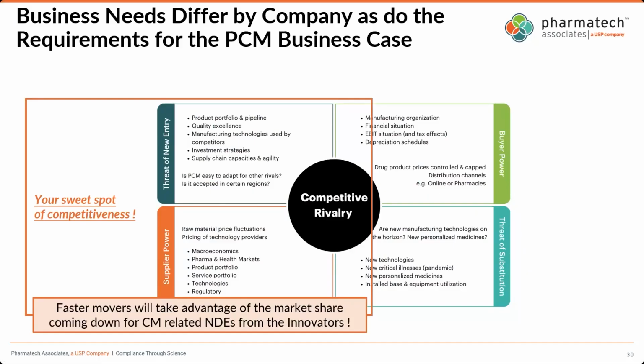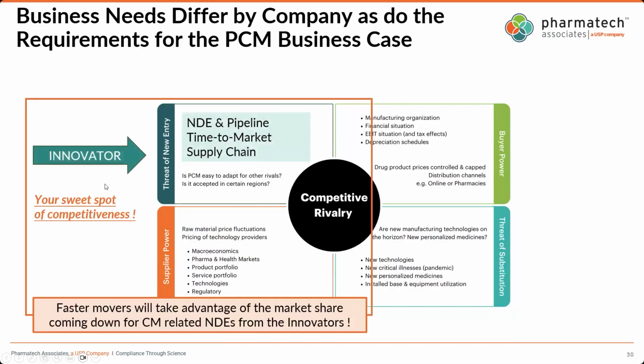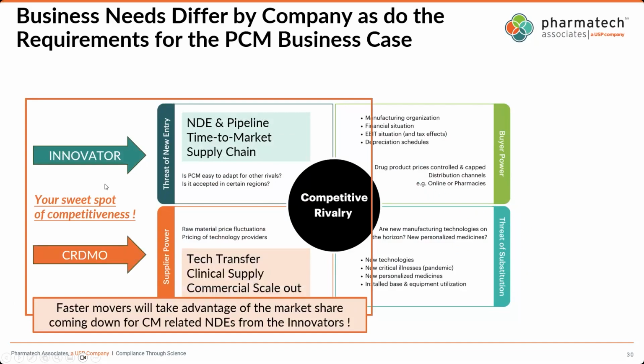So we see clusters like innovators. What is their business driver for it? You have to find your sweet spot because it drives your company's competitiveness. And I think this is what fast movers have understood in the early times. This is why you see mainly innovators pushing for this, because they see opportunities for their supply chain, time to market, and for their pipeline. For CRDMOs, CDMOs, that's basically their customership. So they want to help on tech transfers, clinical supply, etc.